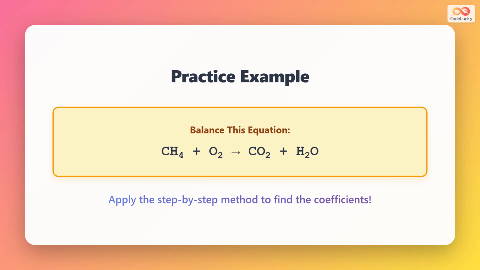Now it's time to test your understanding with a practice problem. Here's an unbalanced equation for the combustion of methane. Methane plus oxygen gas yields carbon dioxide plus water. The chemical formula is CH4 plus O2 yields CO2 plus H2O. Try applying the step-by-step method we just learned. Count the atoms on each side. Identify which elements are unbalanced. Add appropriate coefficients one element at a time. Then recount to verify your answer. Pause the video now and give it a try. When you're ready, you can check your work using the balancing method we covered. With practice, balancing equations will become second nature.